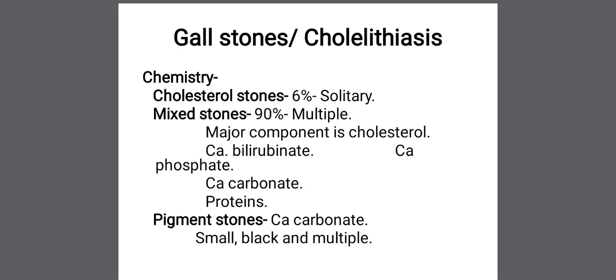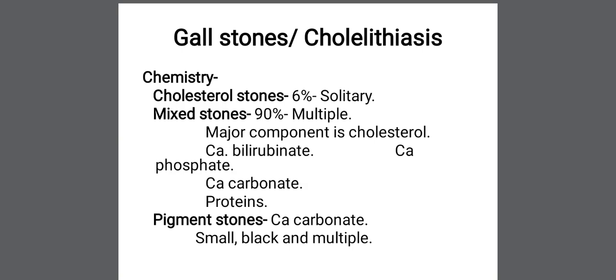First one is cholesterol stones. They are about 6%, and the composition of course is cholesterol. Second one is mixed stones. They are about 90%. These are multiple and faceted, while the cholesterol stones are solitary. The major component of mixed stone is cholesterol, while other components are various calcium compounds: calcium bilirubinate, calcium phosphate, calcium carbonate, calcium palmitate, and some proteins.